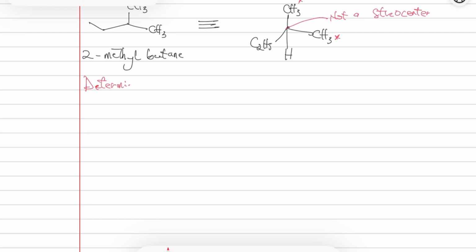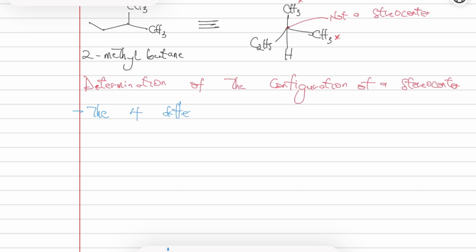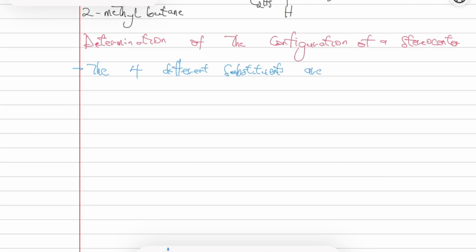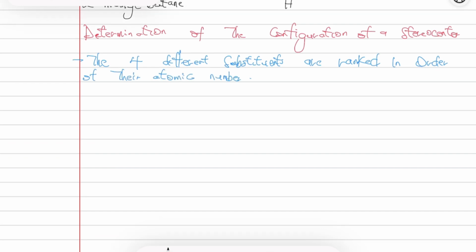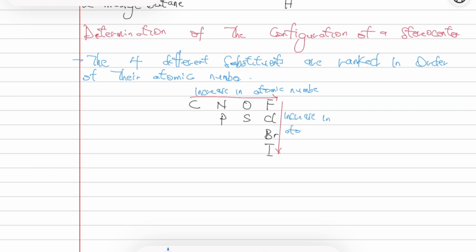Having a good knowledge of a stereocenter, that is, knowing what a stereocenter is, we can now proceed to determination of the configuration of a stereocenter. In determining the configuration of a stereocenter, the 4 different substituents are ranked in order of atomic number. That is their priority. If you have a look at this illustration, you will notice that fluorine has higher atomic number than oxygen, and oxygen has higher atomic number than nitrogen, while nitrogen has higher atomic number than carbon. Down the group, you notice that iodine has the highest atomic number compared to fluorine.